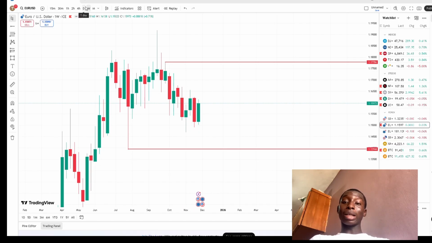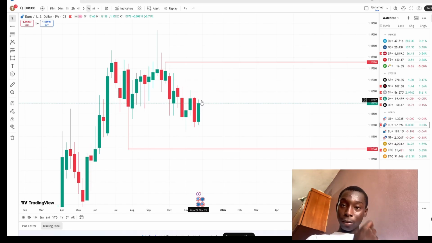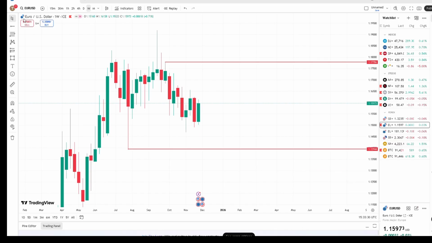So where am I entering for my buys? Let's draw the nearest zones price is likely to reach, price is likely to test or break from. So here, I'll mark this zone here.